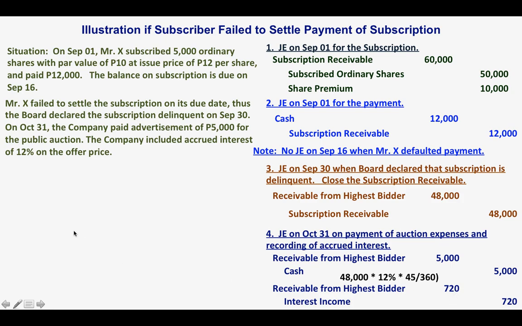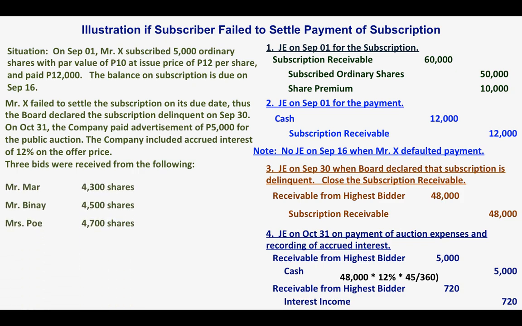Okay, class. Now we were able to charge everything to the highest bidder. But we don't know yet who that highest bidder is. The company is still doing the public auction. Now the company received three bids after the public auction, from Mr. Mar, 4,300 shares, Mr. Binay, 4,500 shares, and Mrs. Bo, 4,700 shares. These are the bids of these three persons.